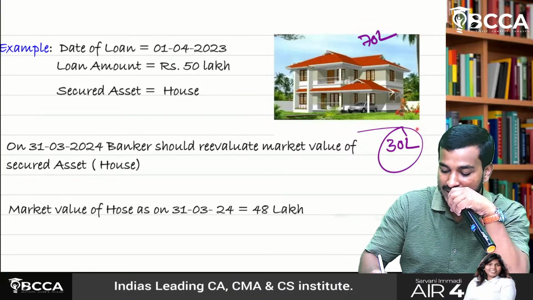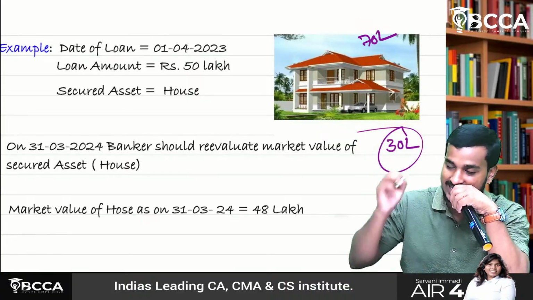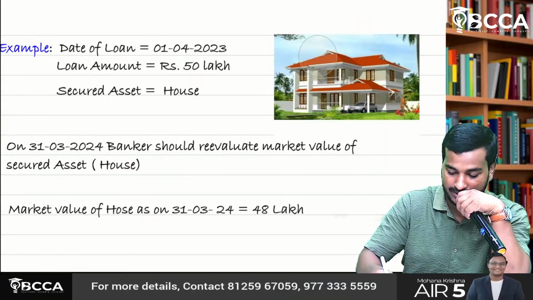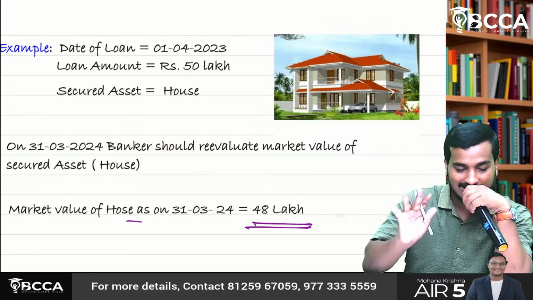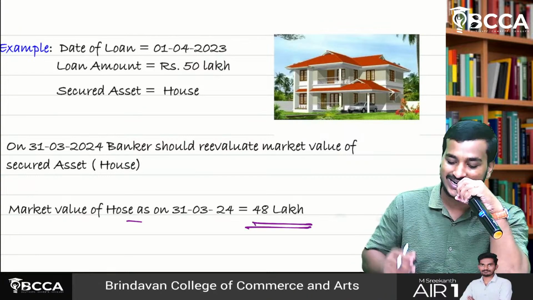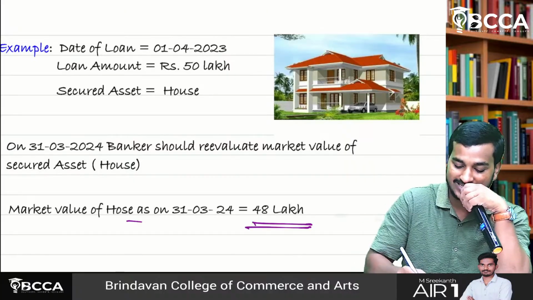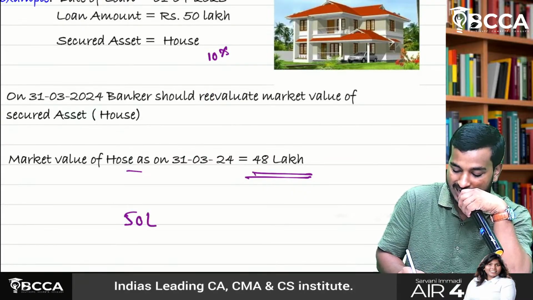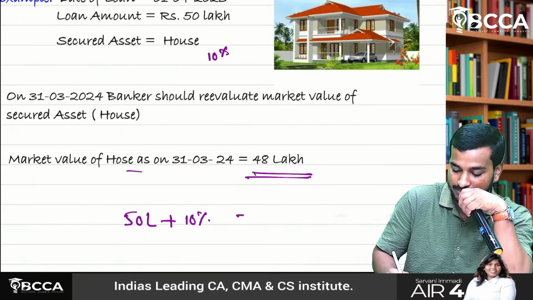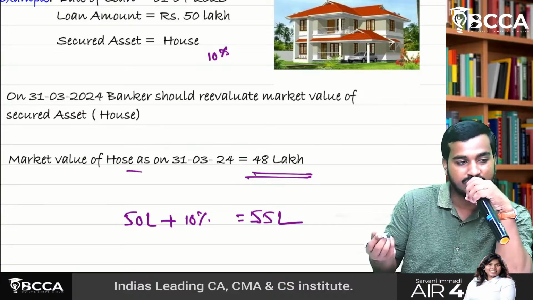So what is the real life value? This is only 30 lakh. For example, in this example, the value of the house as on this date is 48 lakhs only. What is the loan amount? For example, interest rate 10%. At year end, what happened? You have to pay principal amount 50 lakh plus interest 10%. In total you have to pay 55 lakhs.